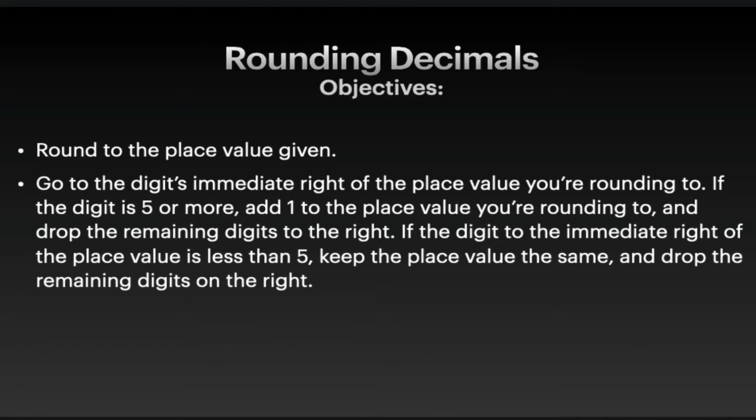So we're going to round to the given place value, and we're going to go to the digit immediate right of the place value we're rounding to. If the digit is 5 or more, we'll add 1 to the place value that we're rounding and drop the remaining digits to the right. If the digit immediate right of the place value is less than 5, then we keep the place value the same and drop the remaining digits to the right. So that sounds like a mouthful, but let's begin by showing this in action.